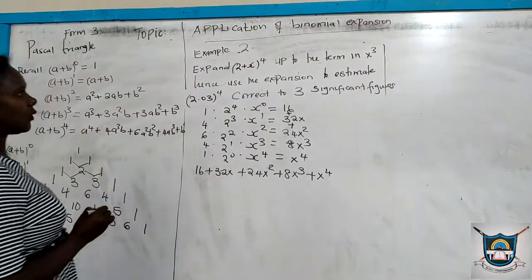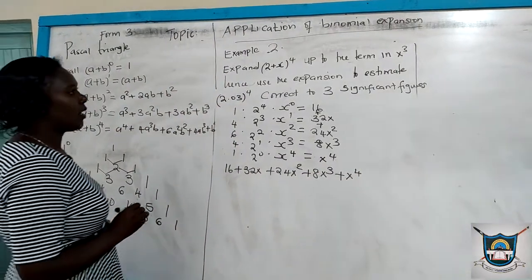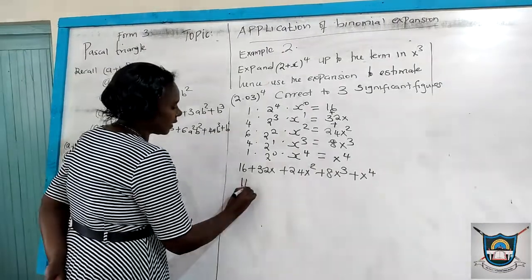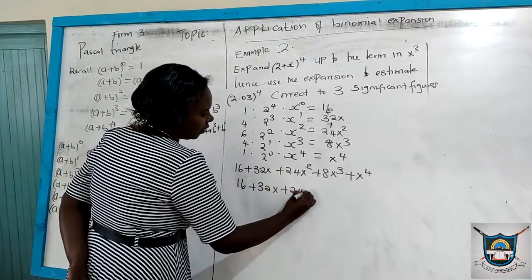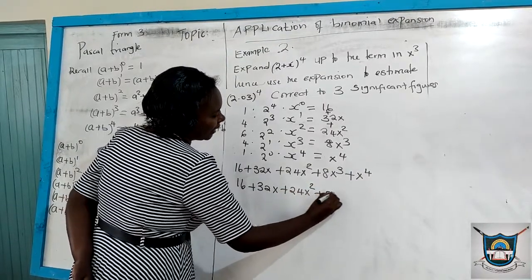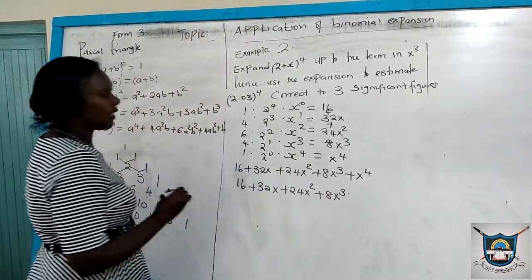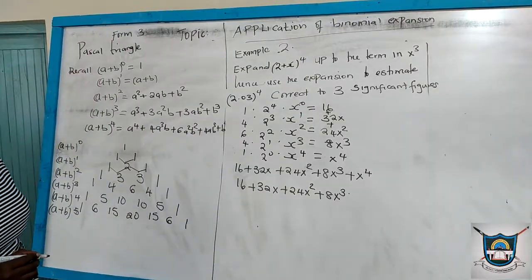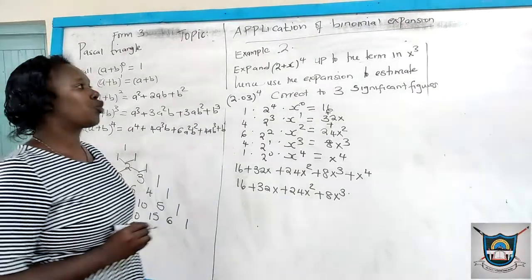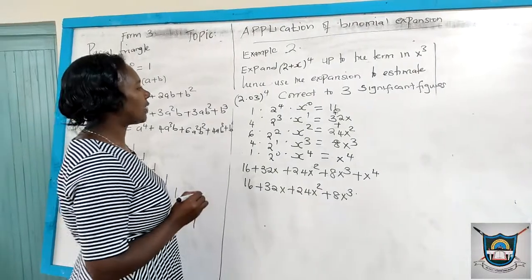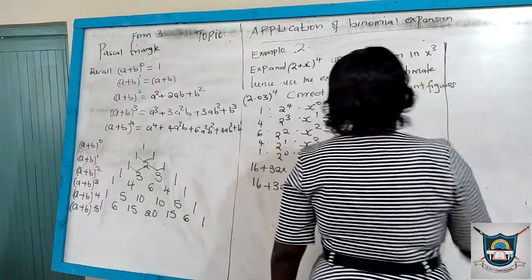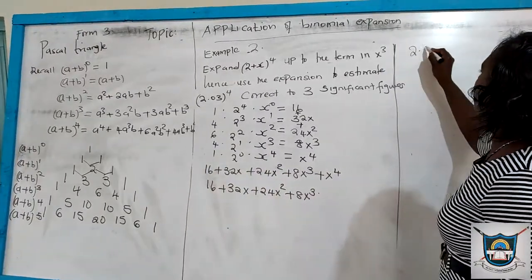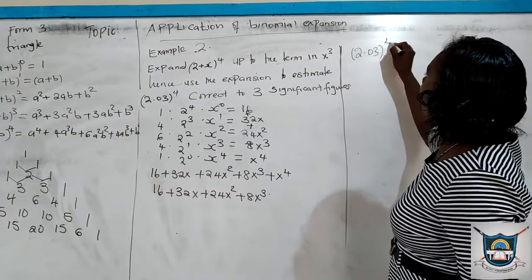But our answer says we go up to the term with x cubed, which will be 16 plus 32x plus 24x squared plus 8x cubed. From there, we are told to use that expansion to estimate the value of 2.03 to the power 4. So we go to the second part, which is 2.03 to the power 4.